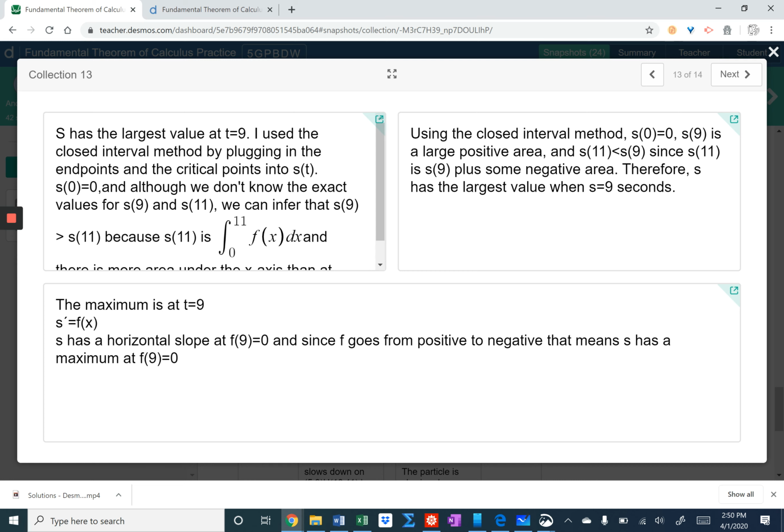And then in the third one, the maximum is at 9, since S prime is equal to f. S has a horizontal slope at f of 9 equals 0, and since f goes from positive to negative, that means S has a maximum at t equals 9. That answer is arguing for a relative or local maximum, not an absolute one. So that would not receive full credit. You want to be like these first two responses and not the third one in this example.